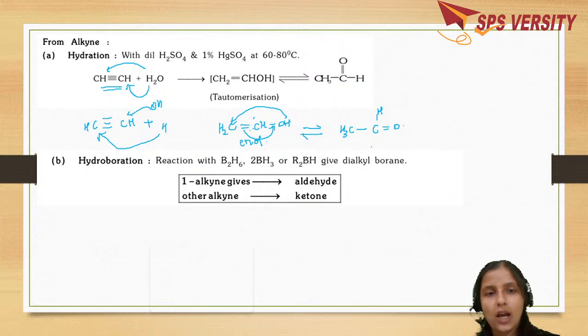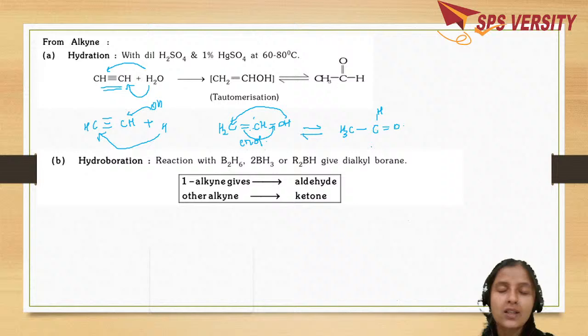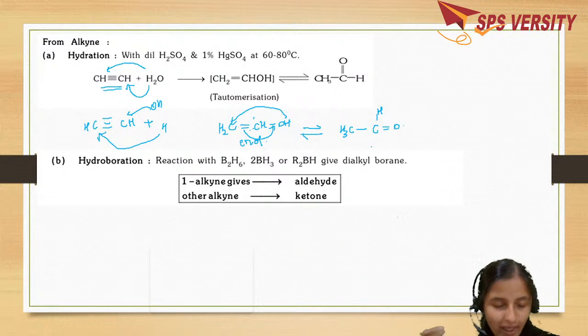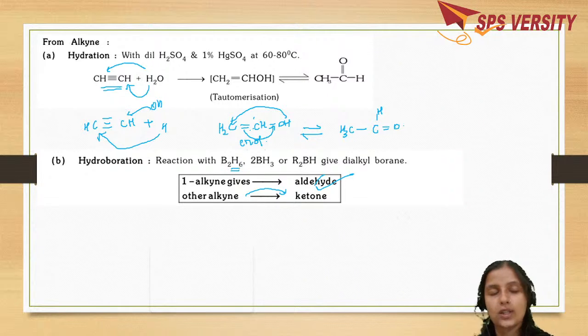Then we have hydroboration. Hydroboration happens in the presence of diborane or boron trihydride, followed by peroxide. This mechanism proceeds through anti-Markovnikov addition. If you take a terminal alkyne, that's going to give you the aldehyde. If you take the rest of the alkynes, that's going to give you the ketone after the hydroboration reactions.